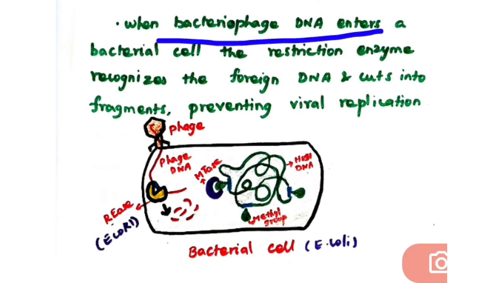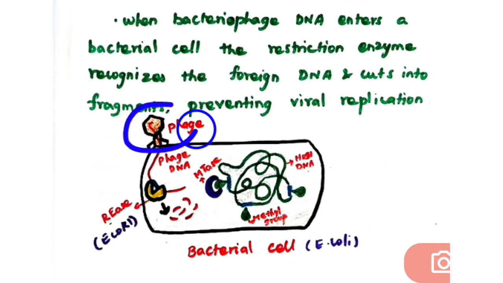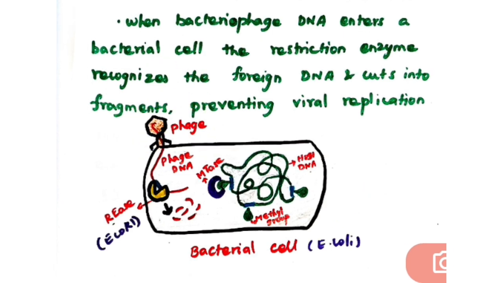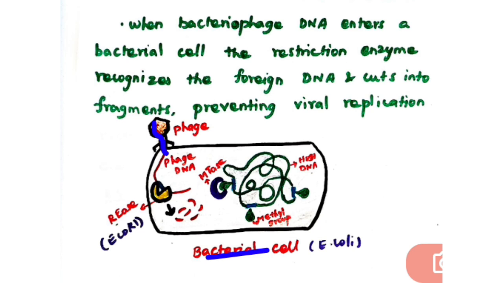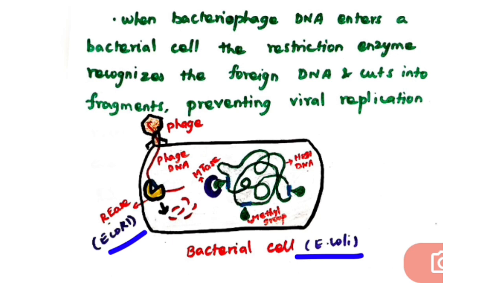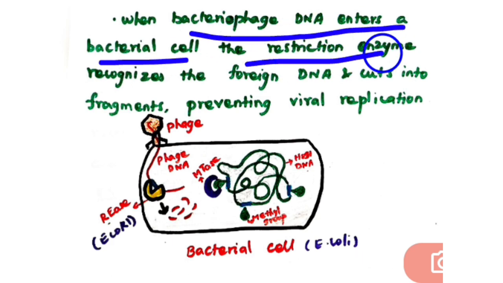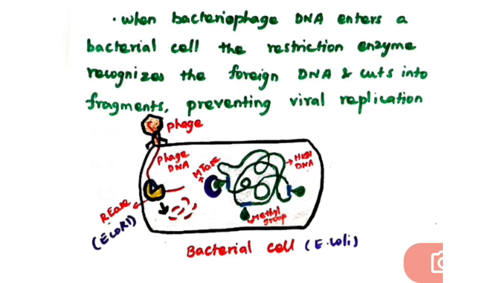When a bacteriophage infects the bacteria, it starts to release its DNA into the bacterial cell. For example, if you consider E. coli, the restriction enzyme in E. coli is EcoRI. Once bacteriophage DNA enters the bacterial cell, the restriction enzyme EcoRI recognizes the foreign DNA and searches for its recognition site in it. Once it recognizes its restriction site in the foreign DNA, it makes a cut at the restriction site and forms fragments of DNA. Thereby it prevents viral replication.